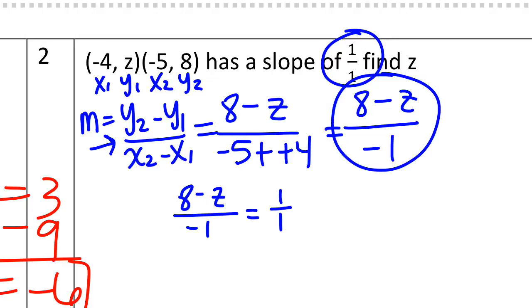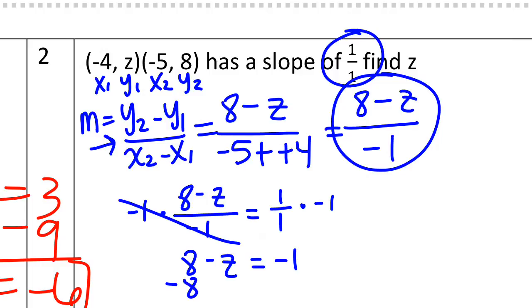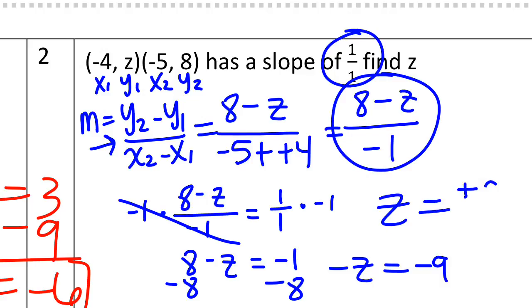Well, if I want to get rid of this negative 1, just like we did in the last problem, I would multiply by negative 1 on both sides. It cancels out. I get 8 minus z equals, do I really need to write 1 over 1 there? I don't, because 1 over 1 is really just 1, and 1 times negative 1 is negative 1. And at this point, I'm solving for z. So I can take away 8 from both sides, and I get negative z equals negative 9. Or as we know, if negative z equals negative 9, then positive z has to equal positive 9.